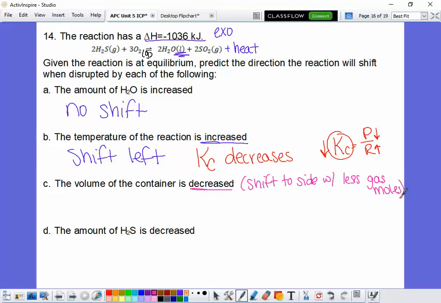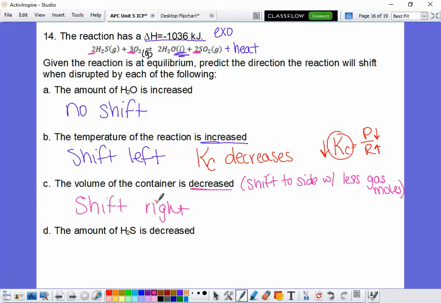You're going to shift to the side with the least number of gas moles. So let's look at our reaction. How many moles of gases do we have on the left? 5, because we have 2 and 3. And how many gas moles are on the right? 2, just the SO2. So which side has the least number of gas moles? The right. So this change would cause a shift to the right.